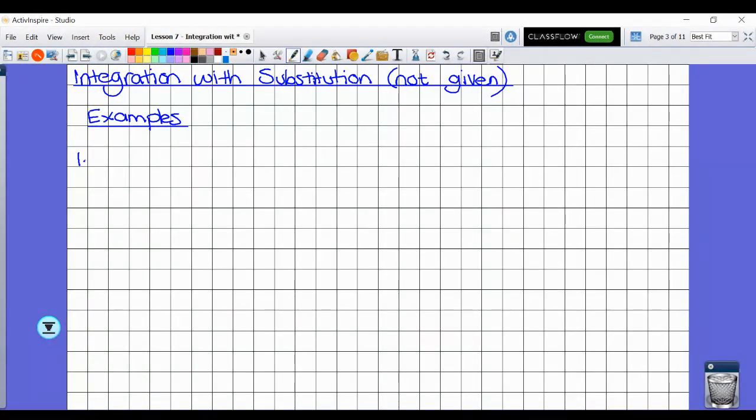So number 1, calculate the integral of sine 3x plus 2 dx. I know this can actually be done without using a substitution, but for all of these questions I want to show you the method of using the substitution. So take a wild guess, it's the bit in the bracket that you're going to let u equal to.